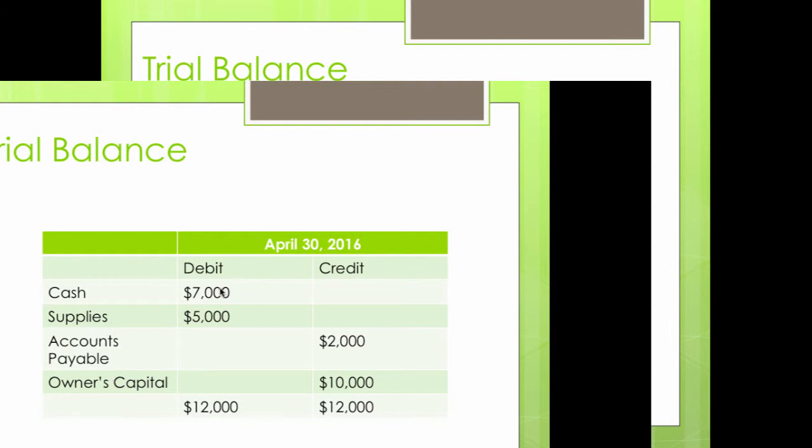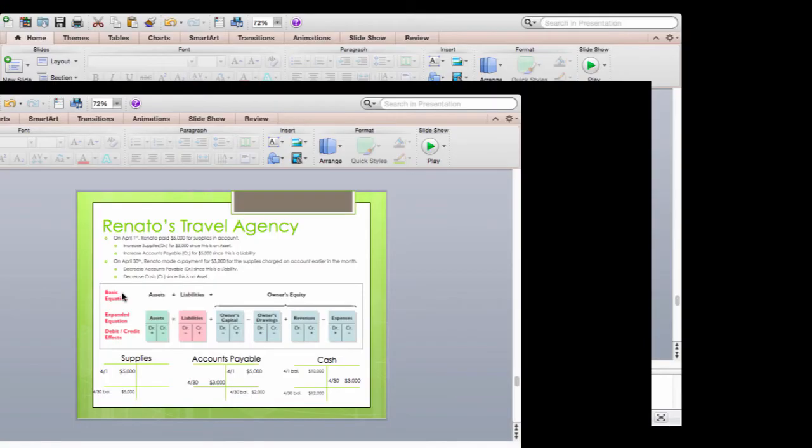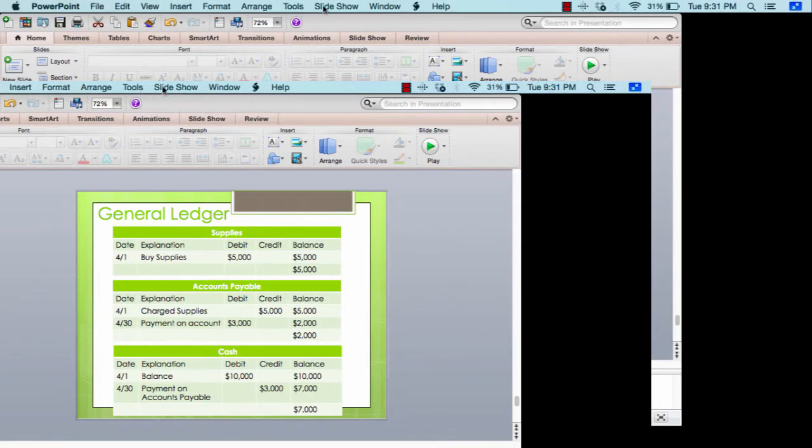And remember that when the debits are greater than the credits, then you have a debit balance and you put it on the debit side. And when your credits exceed the debits, then you have a credit balance and you put it on the credit side. In this case, our cash balance was $7,000. Whoops, what happened here? Let's go back.